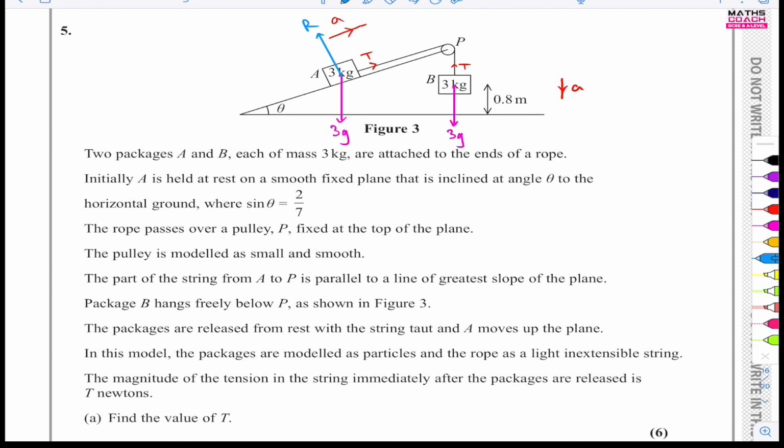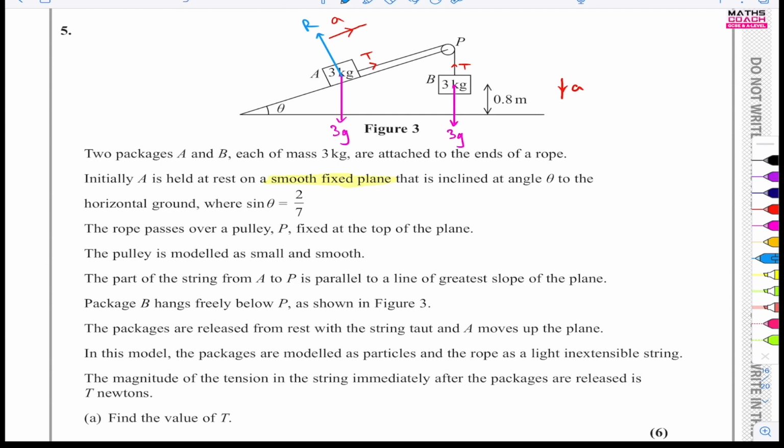Okay, so that's the forces annotated on the diagram. I haven't annotated the forces acting on the pulley, so if we need that, we can do that later on. Right now, all the forces acting on A and B are on the diagram. Just going to highlight the fact that the plane is a smooth plane, so we can ignore friction.